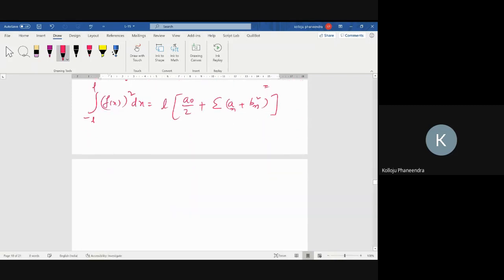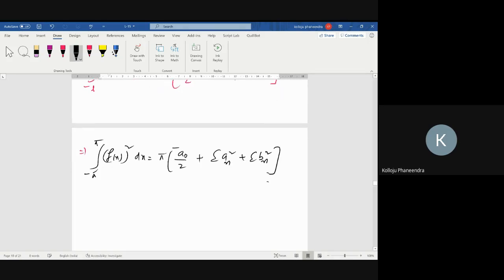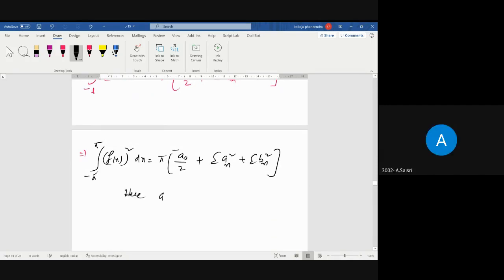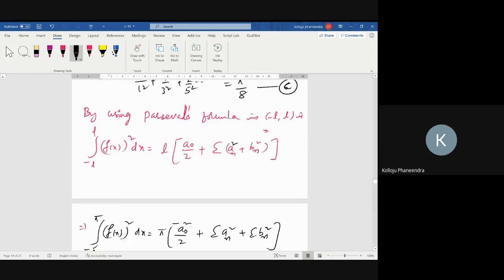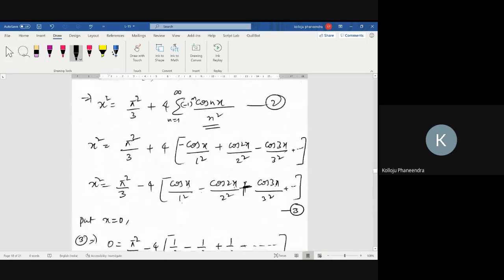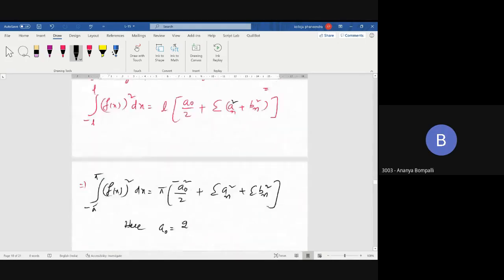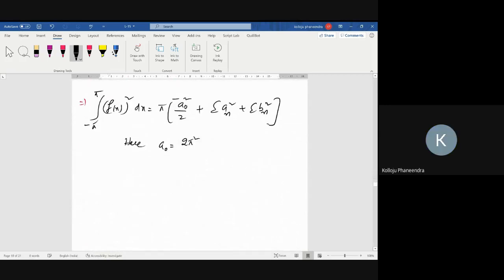So in the interval minus pi to pi, L value is pi. The integral of f of x whole square equals pi into a naught by 2 whole square plus summation an square plus summation bn square. What is a naught in this formula? A naught value is 2 pi square by 3.